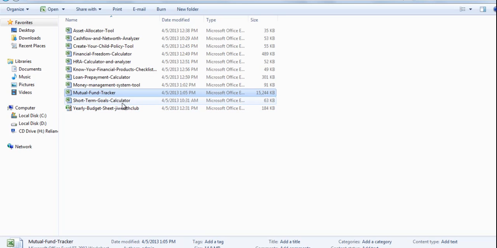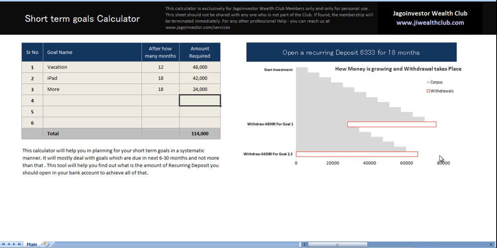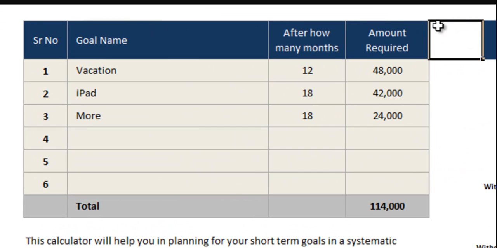Now let's move to the next one, which is the short-term goals calculator. It is a very good one, and what it does for you is help you plan your short-term goals. What we generally do is plan for very long-term goals. We plan for retirement, for children's education, for our house, but there are so many small goals in life which come into our mind and we just forget about them. So why not plan for them?